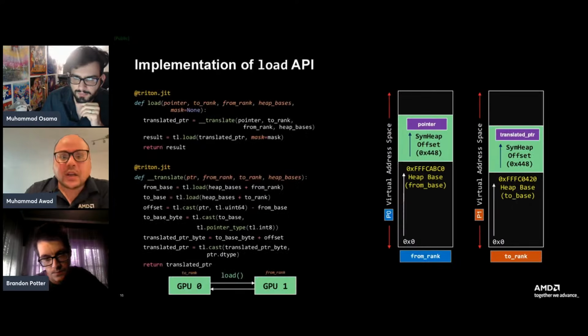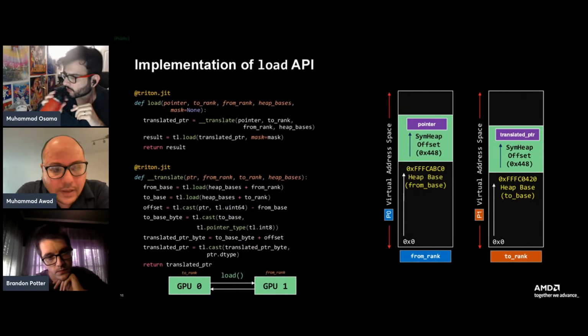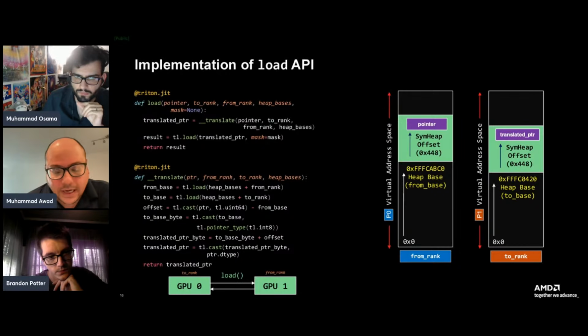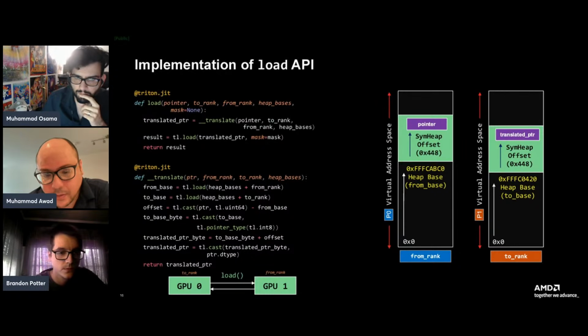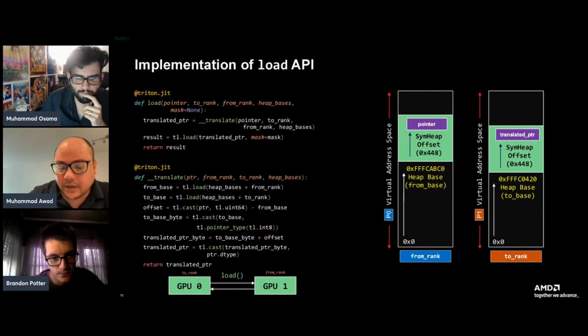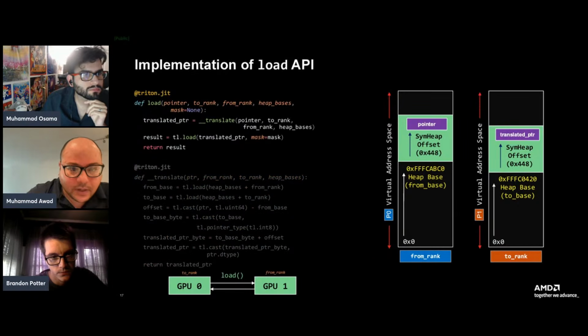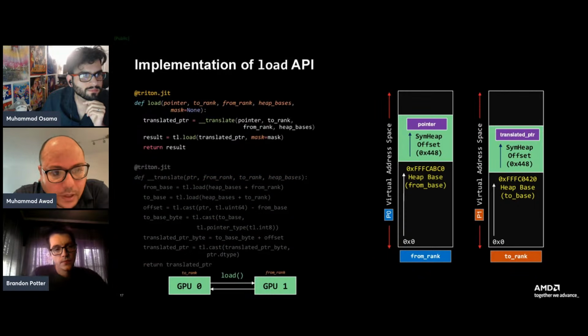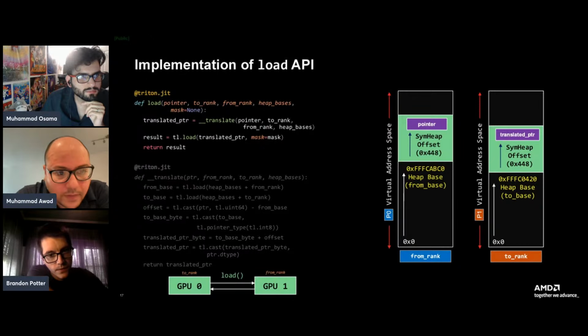Yep. Okay. So the implementation of the library is actually very simple. Once you understand the next few slides, you should be able to understand every line of code itself. So let's start first with the load API. The load API looks like this. You have the signature, as Muhammad probably explained, and the first thing you do is the pointer address translation. That's the first line of code here, and then you simply do the load or store.